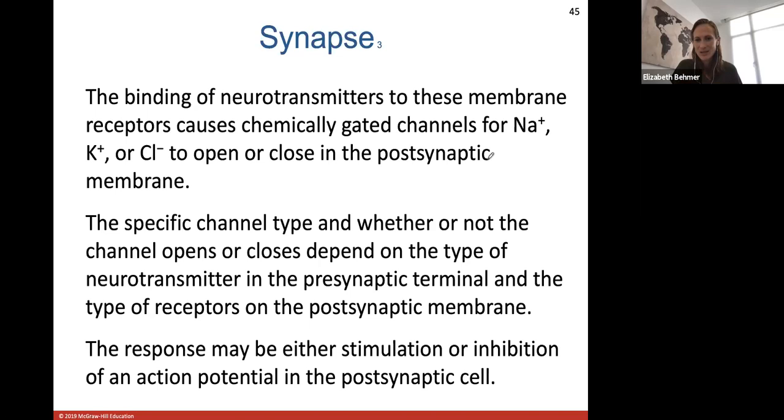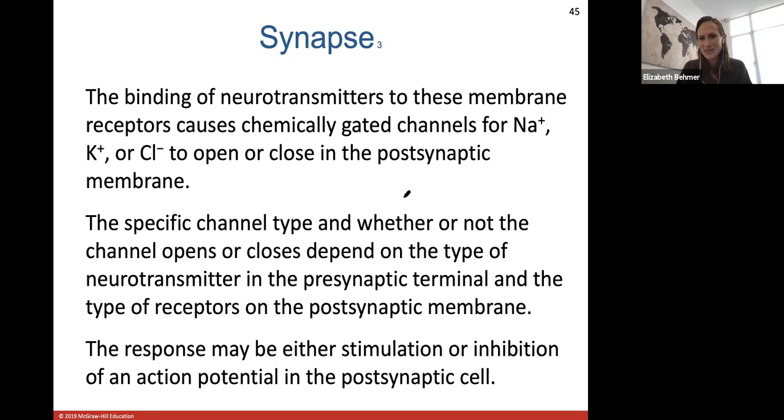The specific channel type and whether or not the channel opens or closes always depends on the type of neurotransmitter and the type of receptor. So the type of neurotransmitter being released from the presynaptic terminal, that's the first neuron, and the type of receptor that's being bound to it on the postsynaptic membrane. And this is really interesting.